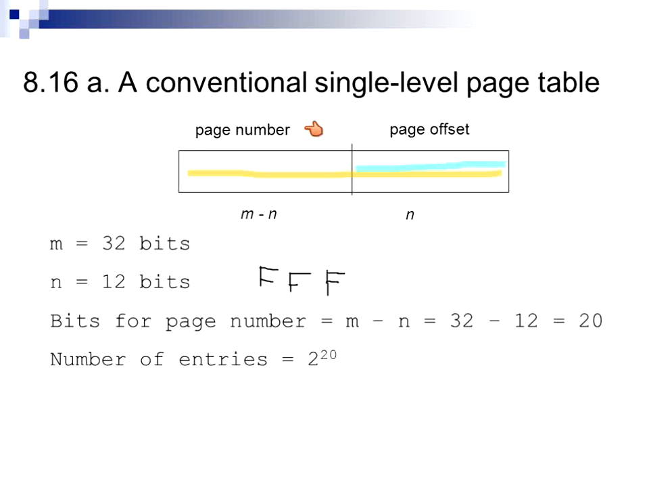So to figure that out, all I do is I take M, which is 32, I subtract off N, which is 12, and that gives me 20. So I have 20 bits that I can use to store the page number. Okay, and again, this came up again in your programming assignment with this 32-bit address, and 12 bits were for the offset and the other 20 bits were for the page number. So the number of entries, or the number of page numbers I can possibly have, is 2 to the 20th power. And that's the answer for that one.